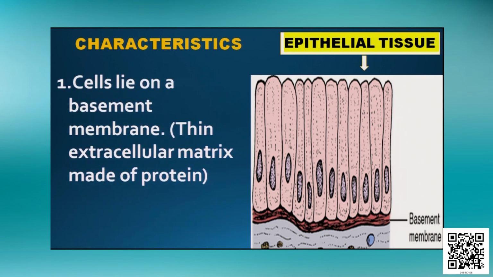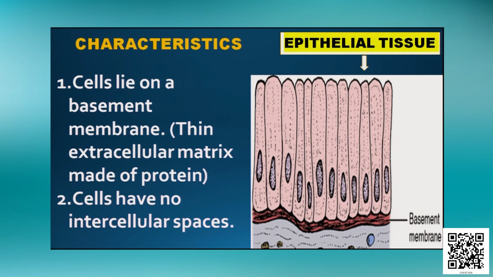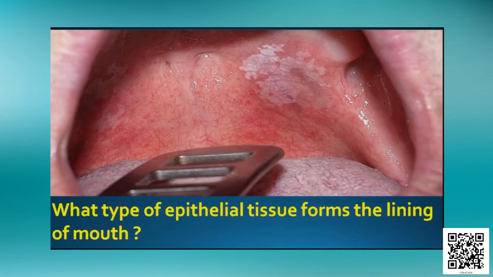The basement membrane is not a cell. It is only made up of protein. So, this membrane is non-living. It's not a cell, it's made up of protein. Now, again look at the cells. How are they arranged? Are there any intercellular spaces? No. So, the cells are tightly packed, or you can say compactly packed. These are the characteristics of each and every epithelial tissue.